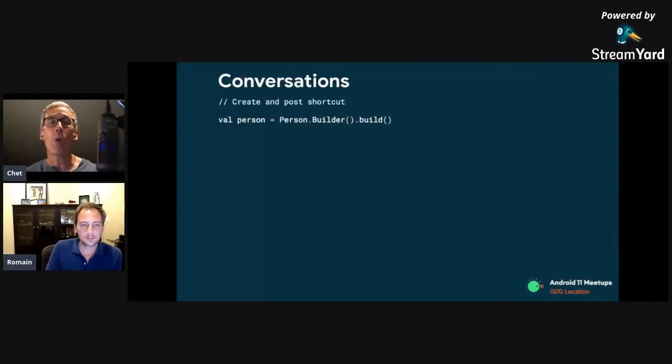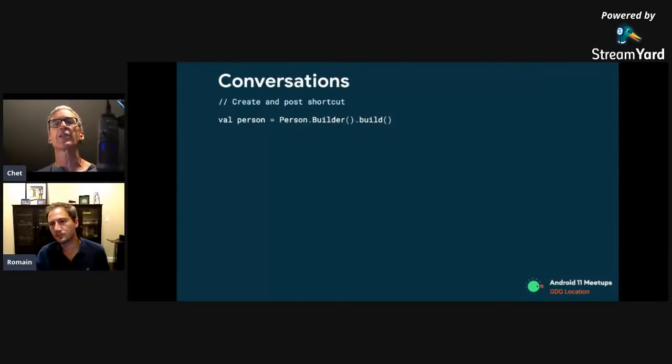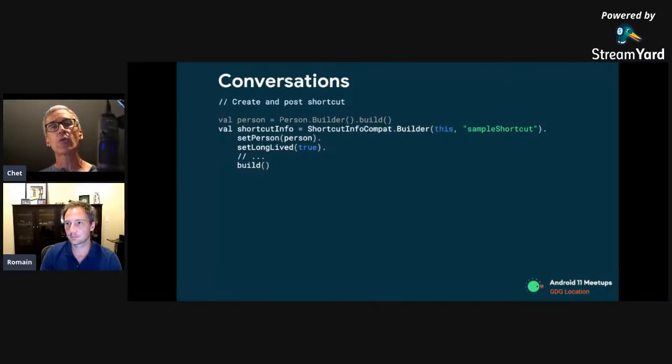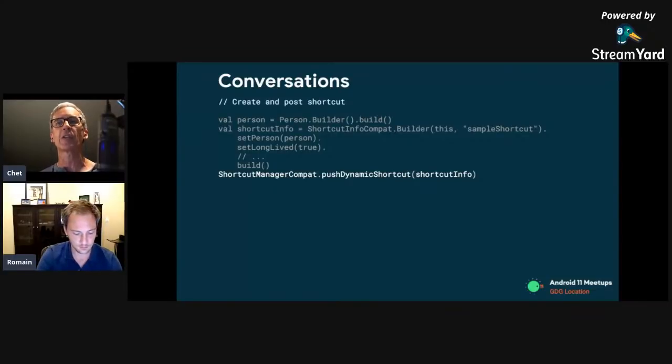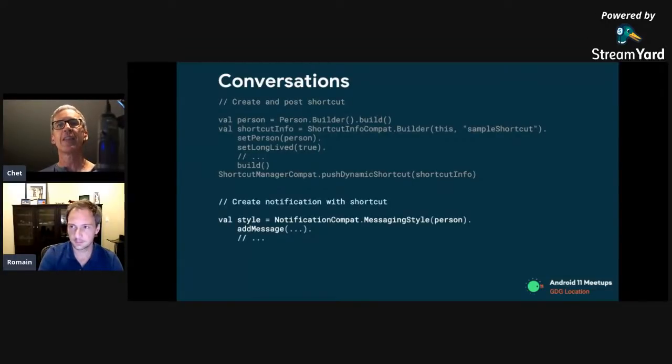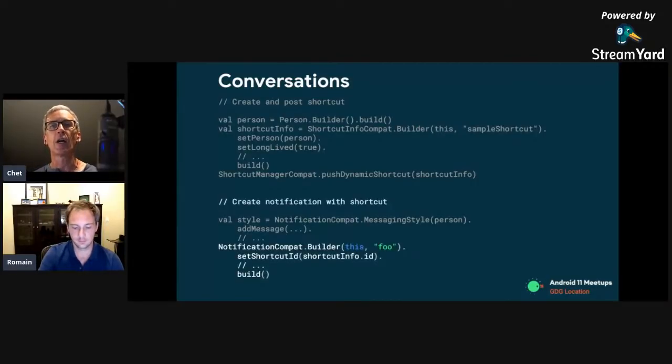So the way that you do this is you create this person object. Person is not a new API. I think it came out in Android 10. And create this information and then create a shortcut, a long-lived shortcut that you will then populate a notification with. So you push the shortcut and then you use messaging style. Here's an important requirement. You have to use messaging style now. Maybe you already are. This is also not a new API, but it is a requirement of the conversations approach. And then you build the notification with the shortcut ID that you created earlier up above for the long-lived shortcut.